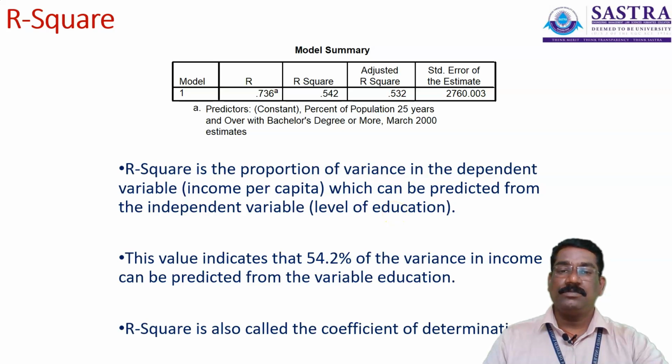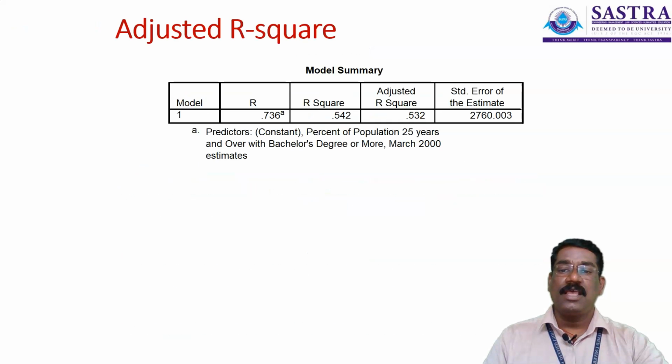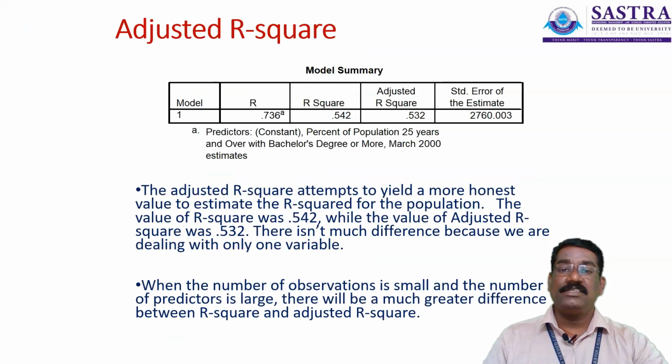So this is with the simple linear regression. R square is also called the coefficient of determination. This R square value is very important in writing inferences using multiple regression analysis. And next, we talk about adjusted R square. The adjusted R square attempts to yield a more honest value to estimate R squared for the population.